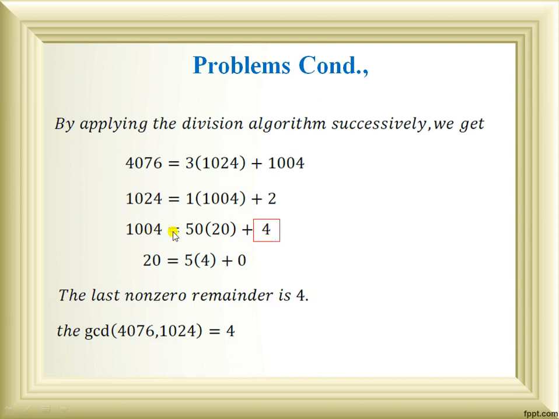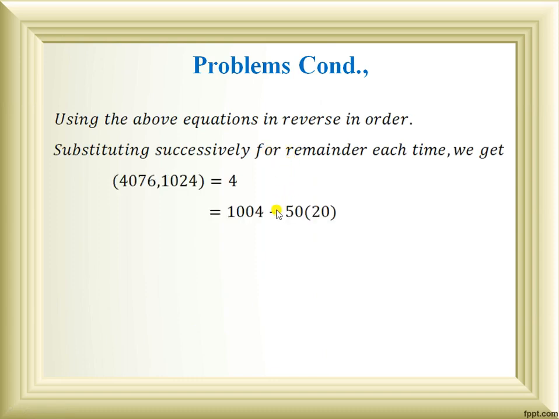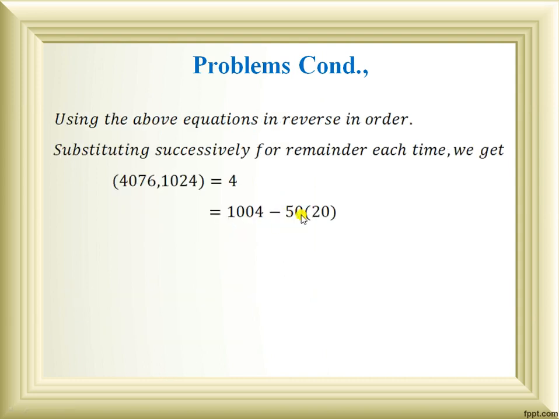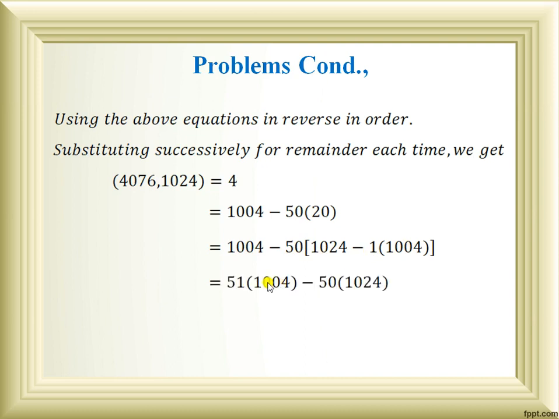4 is equal to 1004 minus 50 times 20. So in place of 4 I'm replacing that. Next I'm going to replace 20. So 20 is equal to 1024 minus 1 time 1004. So here I have 1004, here also 1004. I'm just combining these two: 1 times, here 51 times. Therefore 51 times 1004 minus 50 times 1024.